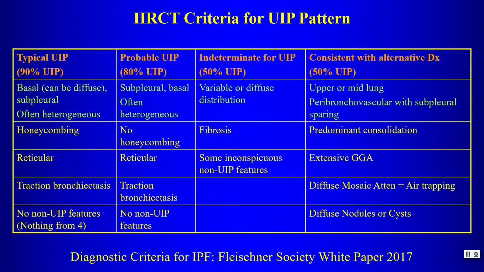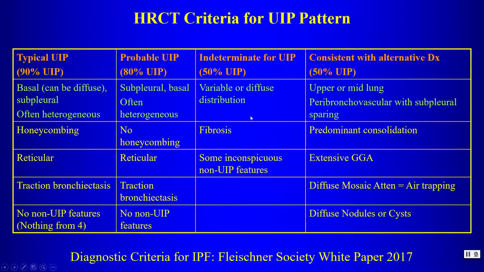But the difference is that these patients will then require lung biopsy to try to make the diagnosis of what their interstitial lung disease is, whereas these patients can be given a presumptive diagnosis of idiopathic pulmonary fibrosis and then treated for that disease. So what makes it indeterminate for a UIP pattern?